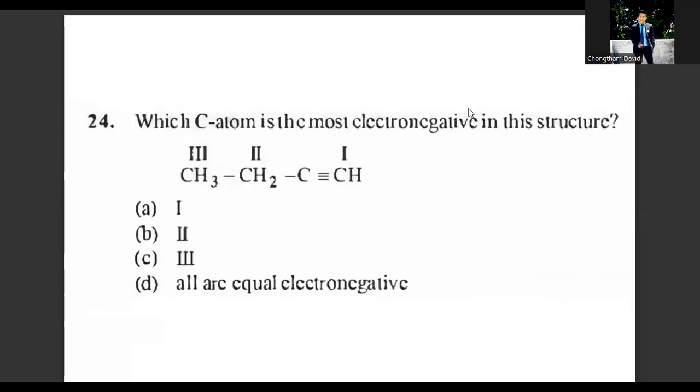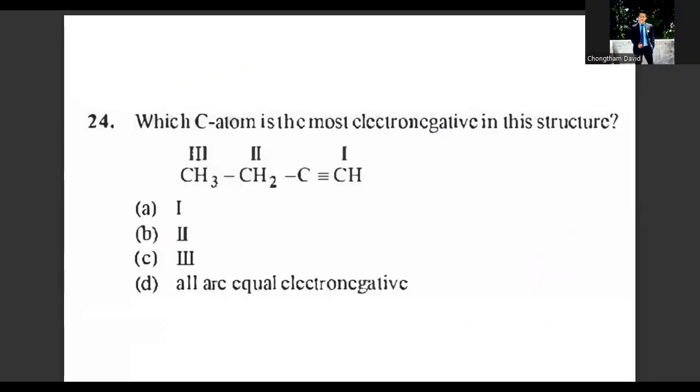Which carbon atom is the most electronegative in this structure? I hope it is 1, because as the number of bonds between the carbon atoms increases, the electronegativity of that carbon also increases due to the increasing attracting power of electrons. And this is an sp hybridized carbon.